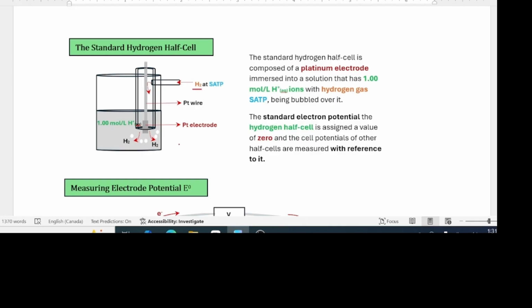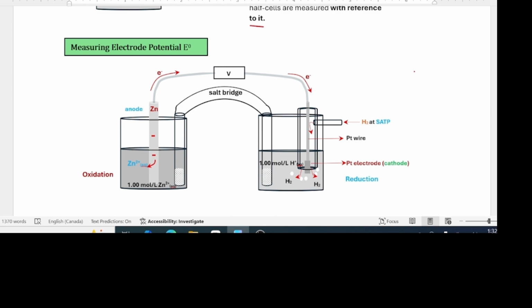Scientists have assigned a voltage of 0 to the standard hydrogen half cell, and the electrode potentials of other half cells are measured with reference to it, measuring standard electrode potential. So if you wanted to measure the electrode potential for this zinc half cell, this is what is done. A wire is connected from the zinc electrode to the platinum electrode, but a voltmeter is placed in series with that, and of course a salt bridge is used to connect these two half cells.